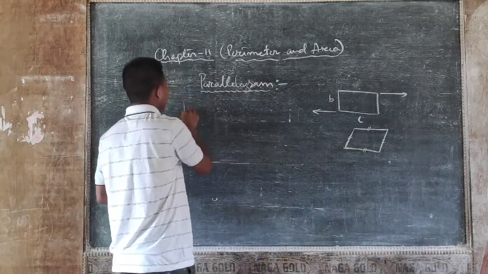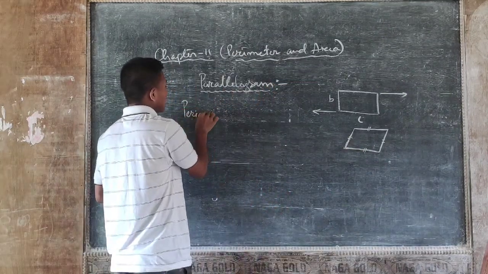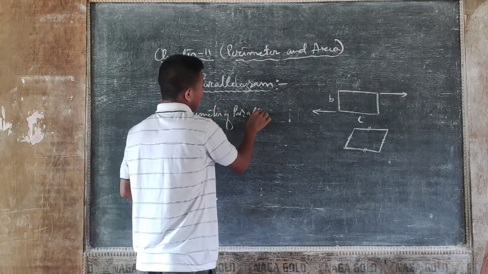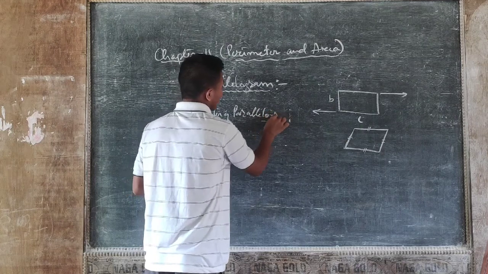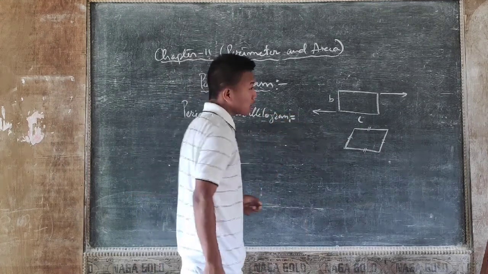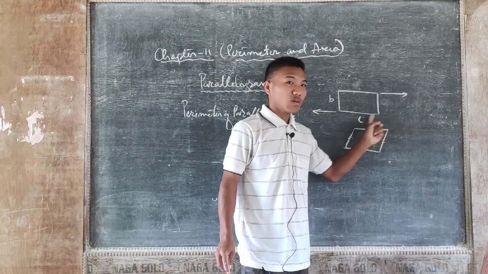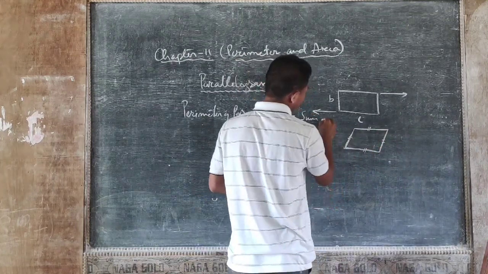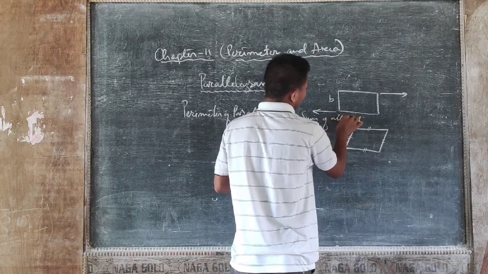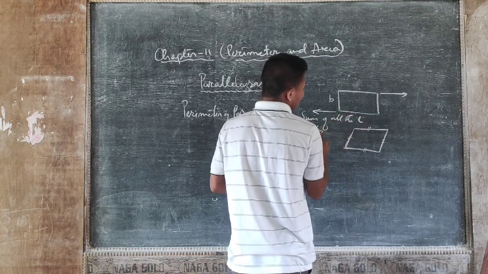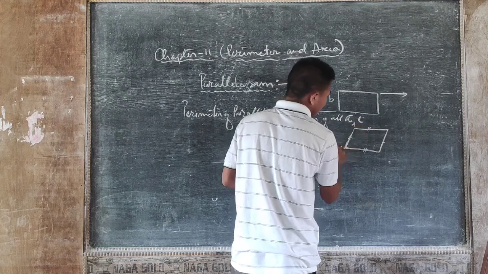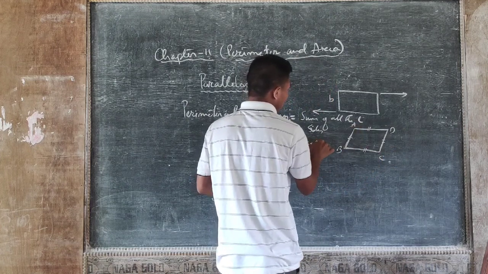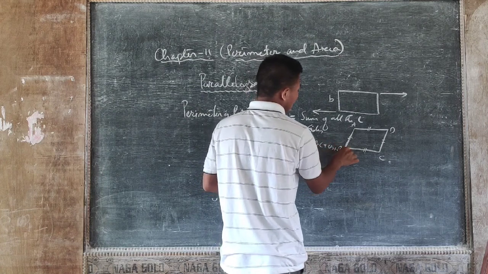Now, to find the perimeter of a parallelogram, we know that perimeter means sum of all these sides. So perimeter of parallelogram will be sum of all the sides. That's it. Or suppose if the sides are A, B, C, D, then AB plus BC plus CD plus AD.